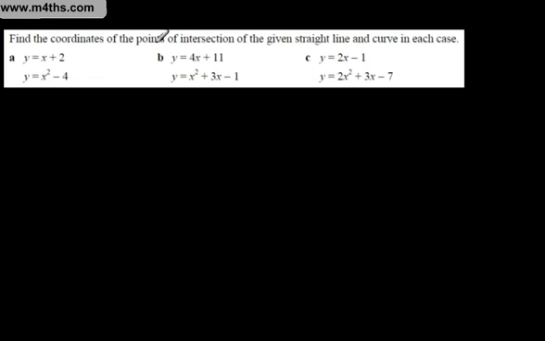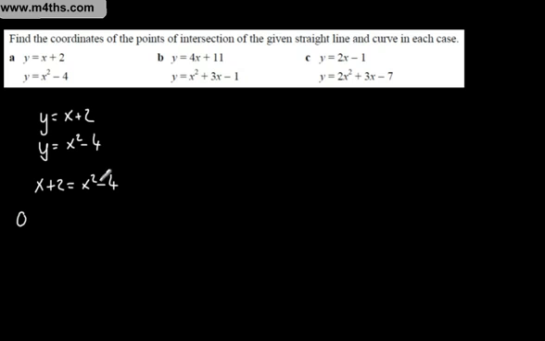We now need to find the coordinates of the points of intersection, given the straight line and the curve in each case. What this is saying is these are simultaneous equations. The coordinates of intersection are your solutions to the equations. Let's take the nicest example here. y is equal to x plus 2 and y is equal to x squared minus 4. If y is equal to x plus 2 and y is equal to x squared minus 4, then x plus 2 must equal x squared minus 4. That's fairly straightforward. These two things are equal, so they equal each other.